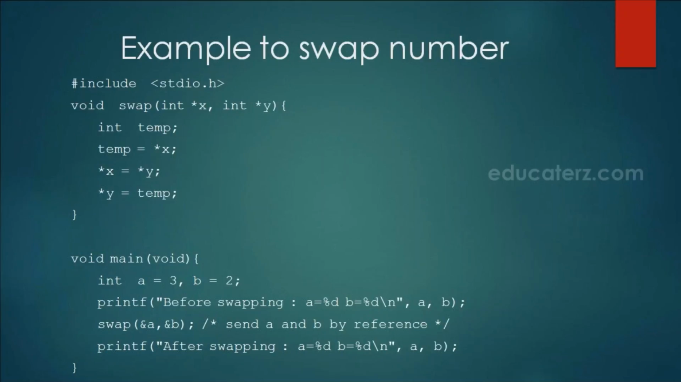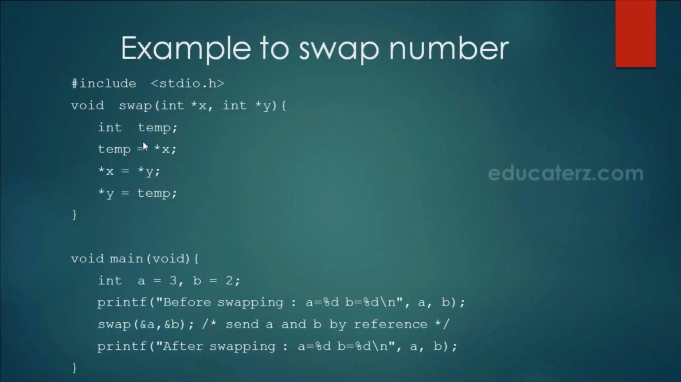Now in this case we are declaring a and b as 3 and 2. Then we are displaying the values before swapping. Then when we call this swap function, control will jump to this function. Here &a will be saved in x. So x is a pointer which is holding the address of a, whereas y is a pointer which is holding the address of b. So x and y are actually pointing to a and b of main.